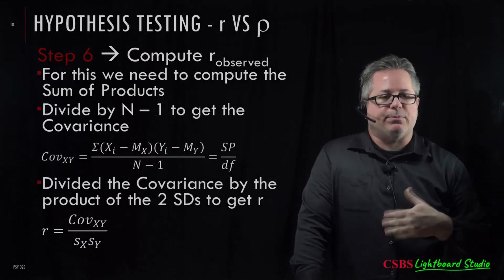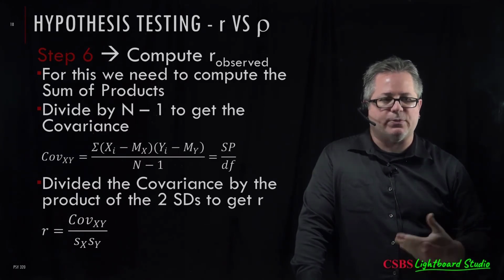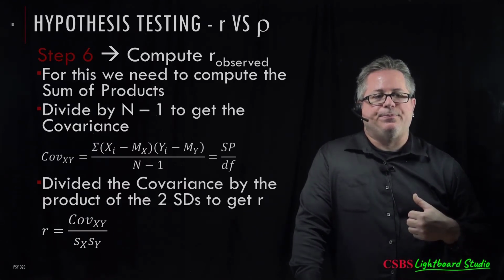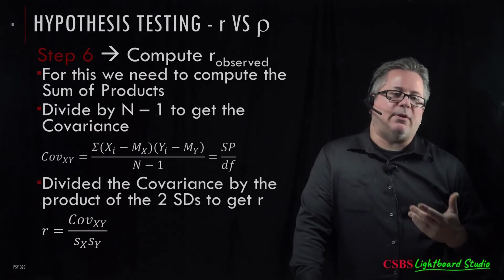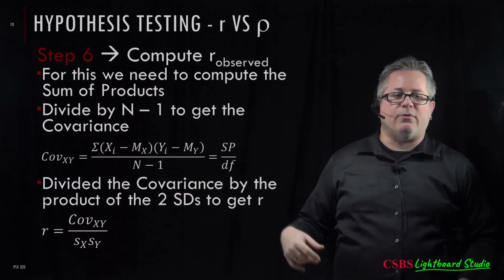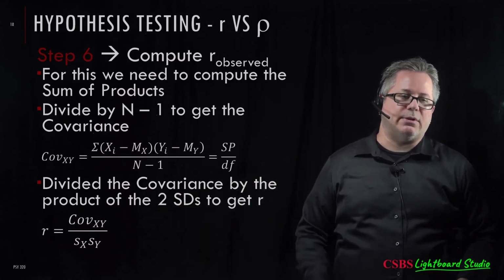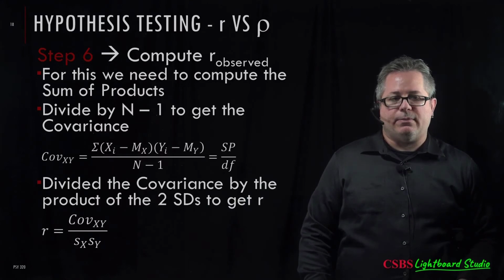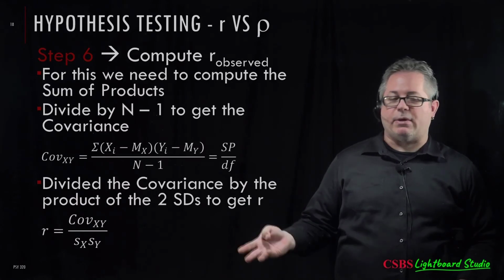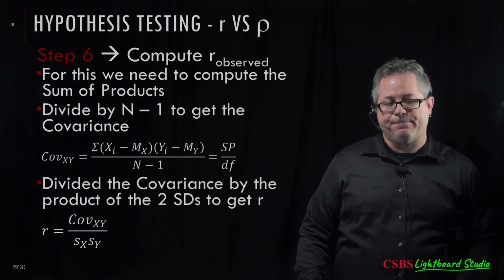Step 6 is where we actually compute. Just like at any other step 6 we've done, this is where we find the observed value. We actually find the r observed value. From this, we need to compute the sums of products. We need to divide by n minus 1 to get the covariance. Remember, this is the covariance equation here. And then once we have the covariance, we divide that by the product of the two standard deviations to get r. So it's covariance over the product of standard deviations. All right, so first calculate the covariance, convert that to a correlation, and then we can compare the correlation to the critical value of the correlation we just had in our last slide. All right, so let's talk about that.